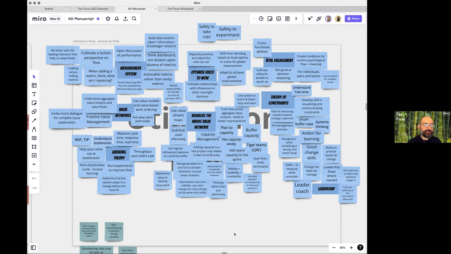Now, another area of skill is the visualization of the whole value network and, related to that, the understanding of value networks.